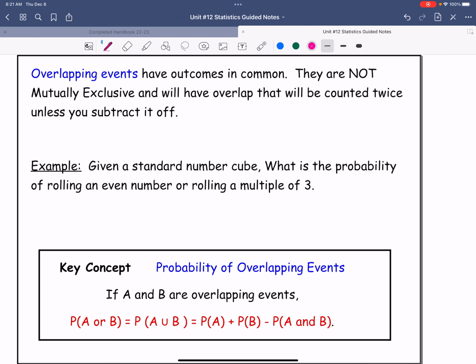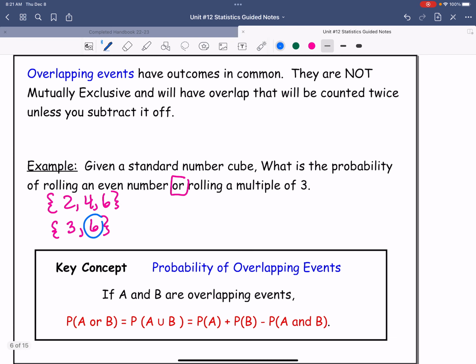Overlapping events. Sometimes there's overlap between two things. They are not mutually exclusive events. We'll have overlap, just like the football and the marching band. So when we're finding probabilities, sometimes they're counted twice and we have to subtract that off. So for example, given a standard number cube, what is the probability of rolling an even number? An even, we know, is 2, 4, 6, or rolling a multiple of 3. A multiple of 3 we know is 3, 6. So for overlap, we can see that we have 6 in both.